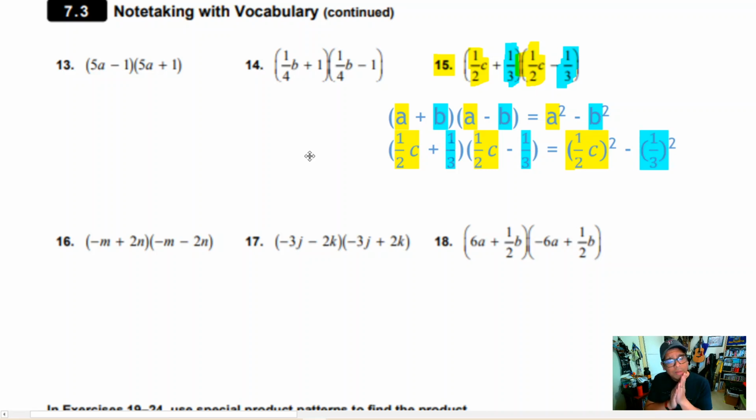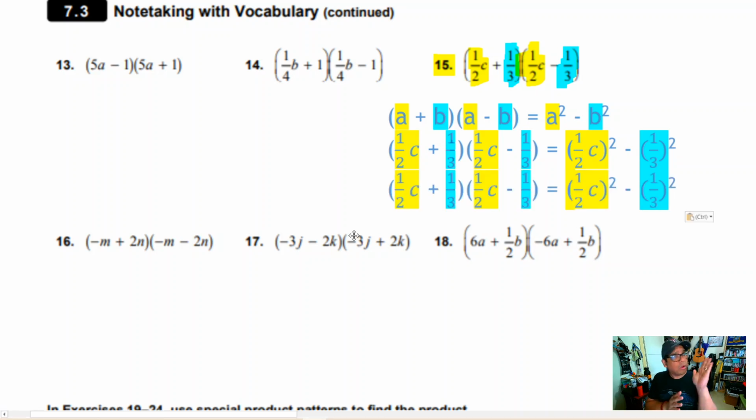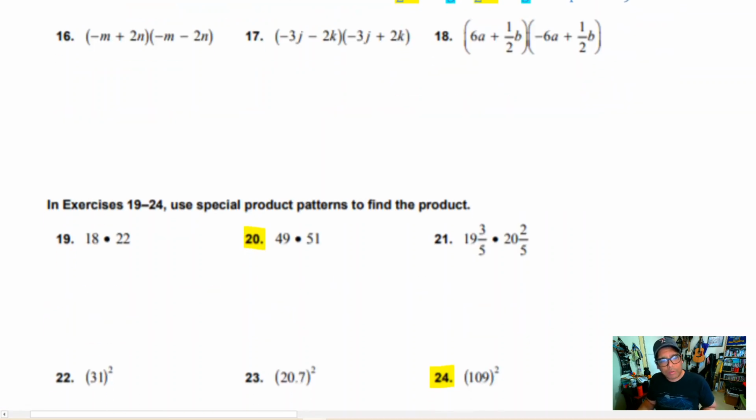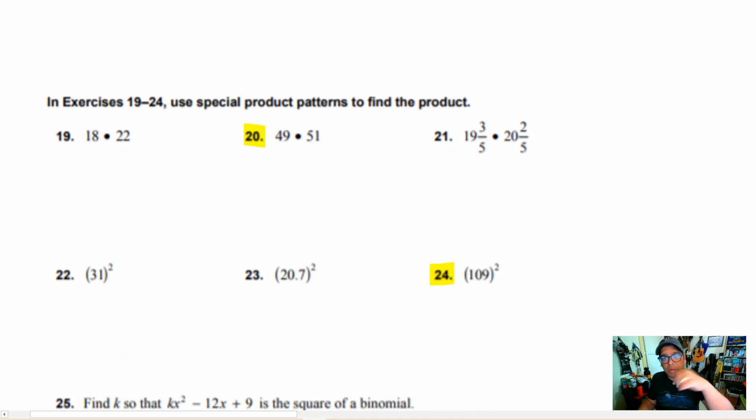And then now we just have to take the time to simplify. Don't worry, I'll help you here. 1/2 c quantity squared, that's 1/2 times 1/2, or 1/4, and then c times c, which is c squared. So we get 1/4 c squared. And then 1/3 times 1/3 is just 1/9. So there's our answer: 1/4 c squared minus 1/9. Nice. That was actually a really difficult problem for a lot of people, but not for you.